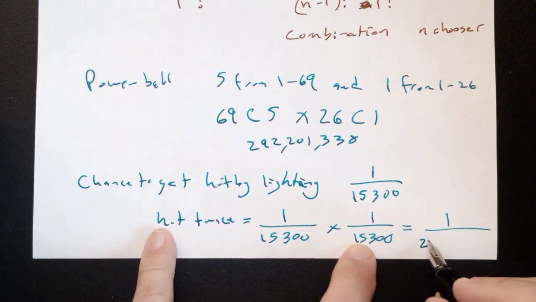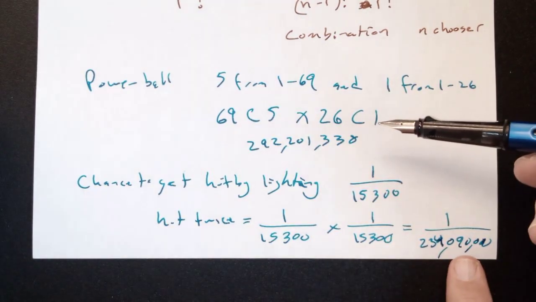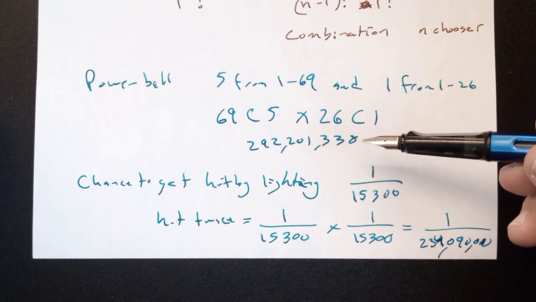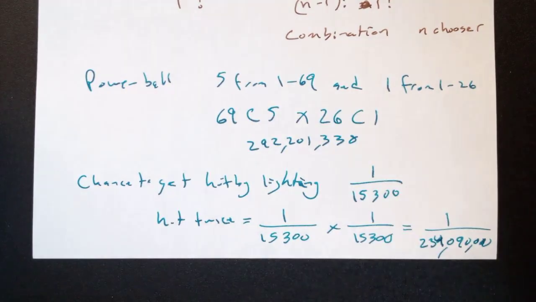234 million, 90,000. Wait a minute, 234 million? This is a bigger number, isn't it? The Powerball number. That means you are more likely to be hit by lightning twice than to win the Powerball. A lottery is a tax on people who are bad at math.